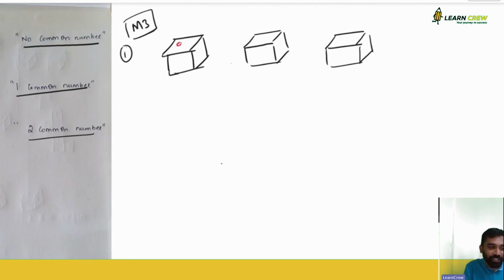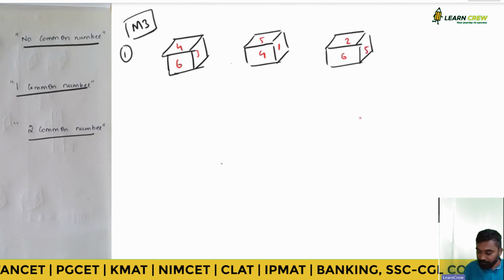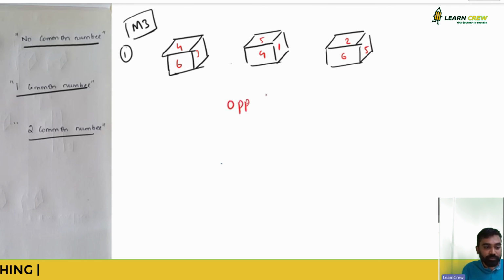The first dice is going to be 4, 6, 3. The second is going to be 5, 4, 1. The third is going to be 2, 6, 5. Okay. Now I'm asking you to find what is opposite to 6. Which one are you going to take? You can take anything and start. No issues. Take these two.